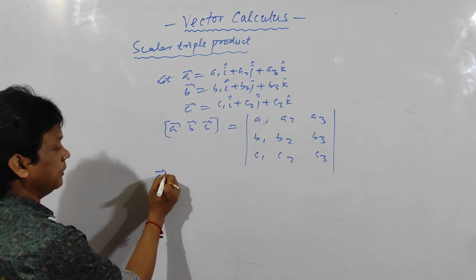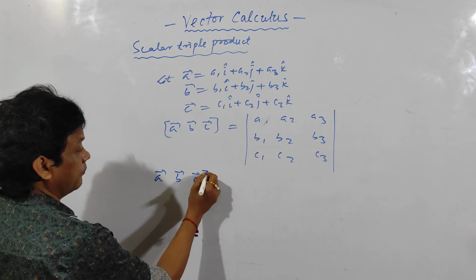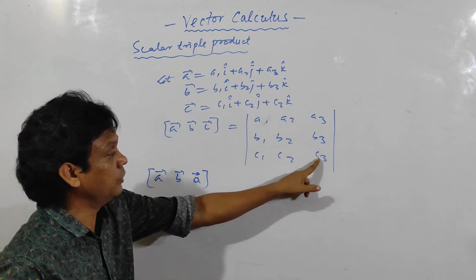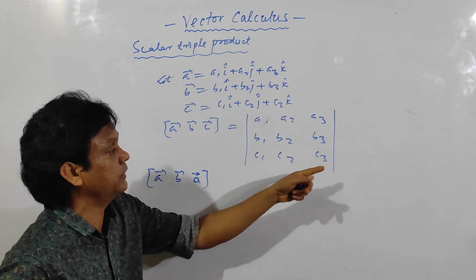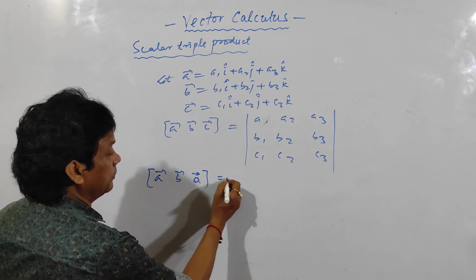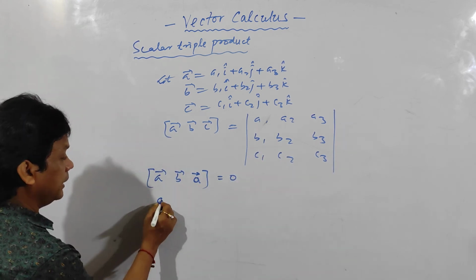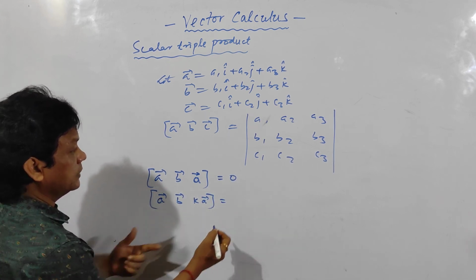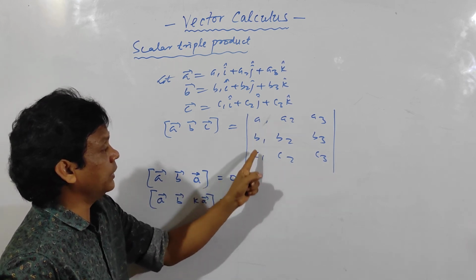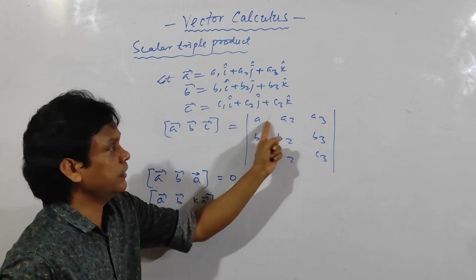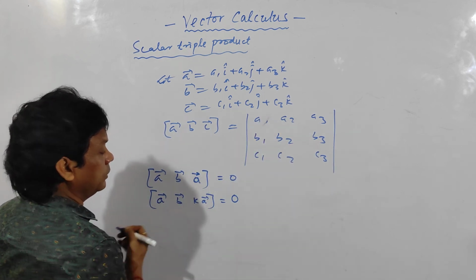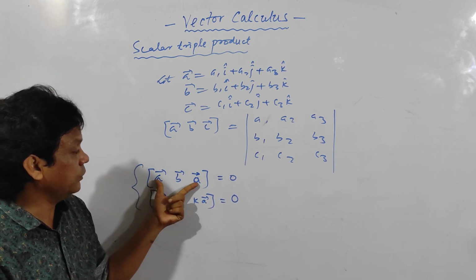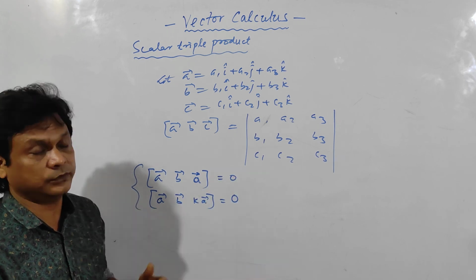That means, see here, if I take it like this: A vector, B vector, A vector. So these three will be A1, A2, A3. Here A1, A2, A3, here A1, A2, A3. If two rows are equal, then the value of the determinant will be 0. Again, A vector, B vector, K into A vector, so a multiple of the A vector. In that case, here it will become K A1, K A2, K A3. In that case also, the determinant value will be equal to 0. That means these are the two points. If any two vectors in a scalar triple product are equal or proportional, then the value will become 0.